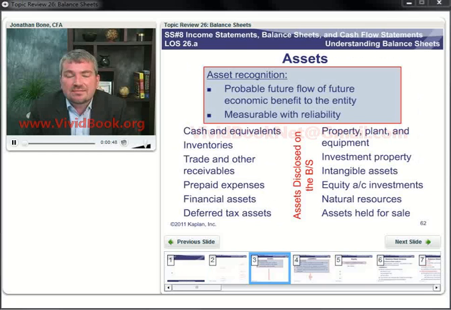Remember the basic definition of an asset: it's a probable flow of future economic benefit to the entity, and we should be able to measure it with some reliability, i.e. put a dollar value on it. So we've got a list here of the typical kind of assets we're likely to see.